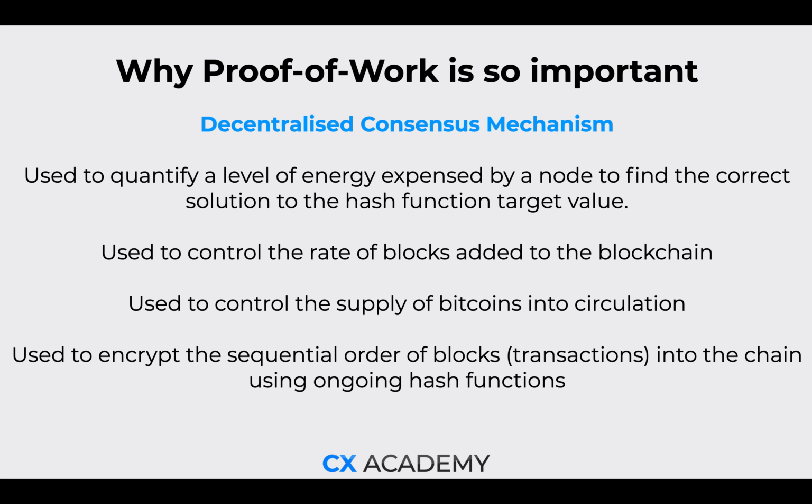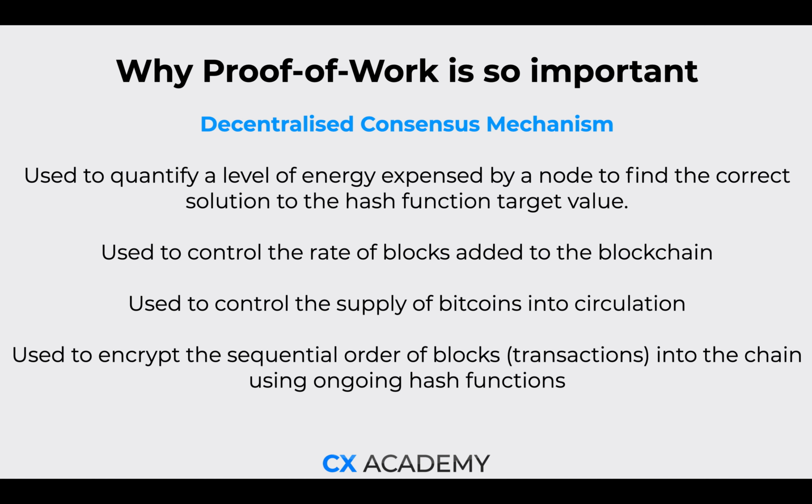So then, why is proof of work so important? This is the computational power that the miners are outputting to secure the network, to uphold the network. It's a decentralized consensus mechanism, and that is essentially what the miners are doing. It's used to quantify the level of energy expended by a miner node to find the correct solution to the hash function target value.